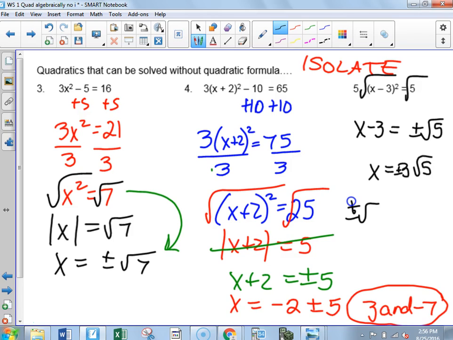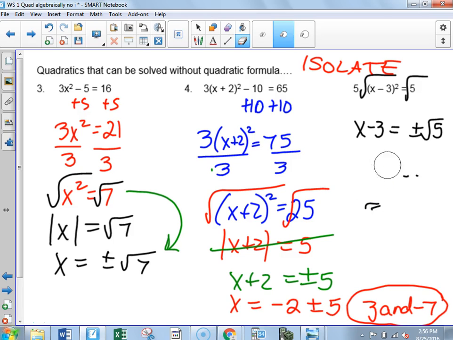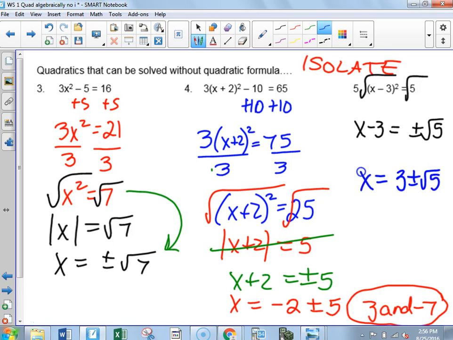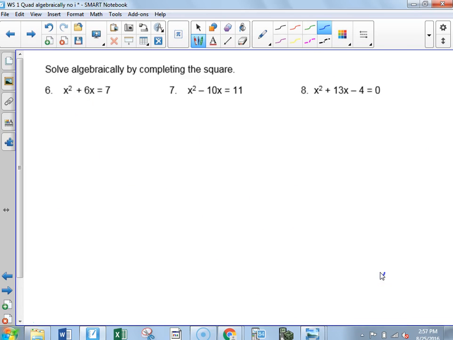You could, I suppose, write this. That's not wrong. But most of us would probably put the plus 3 out front. So when we added 3 over there, we'd say 3 plus or minus the square root of 5. Everybody okay? Did I lose anybody yet? Okay. We're going to do easy, hard today, okay? That was easy. And these are not hard.